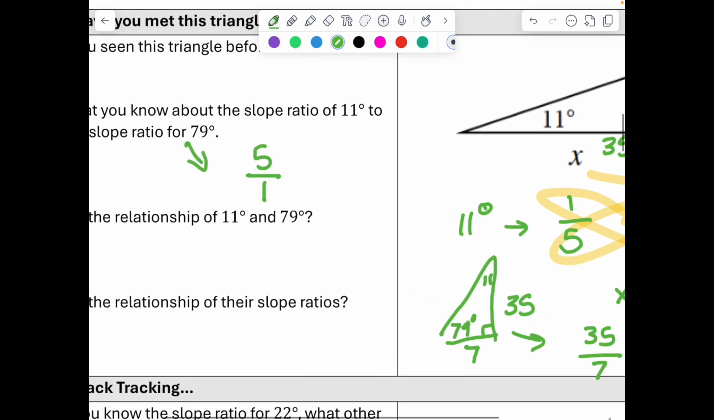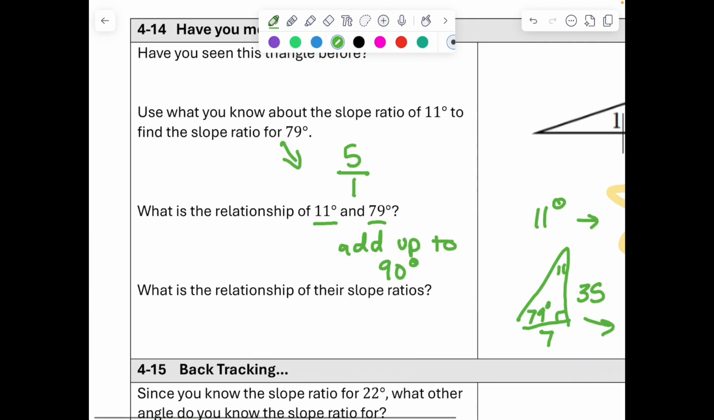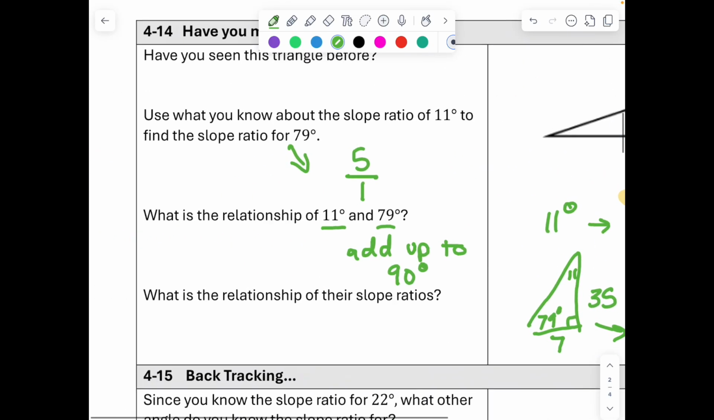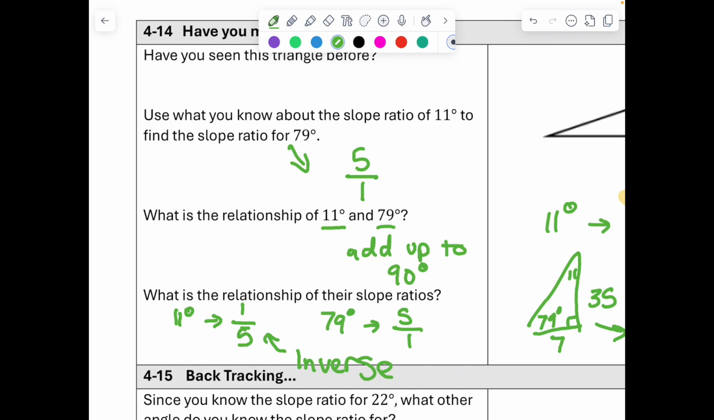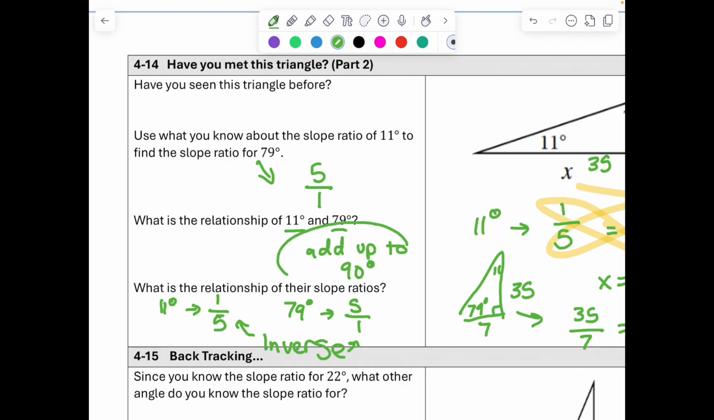What do we notice about 11 and 79, those two numbers? Well, I'm noticing that they add up to 90 degrees. And the relationships of their slopes, well, 11 degrees is a 1/5 slope ratio, and 79 degrees is a 5/1 ratio. Their tops and bottoms, their denominators and numerators have been switched, and we call this inverse. These are inverse fractions. So that's going to end up being a rule. When two angles add up to 90 degrees, their slope ratios are inverses.